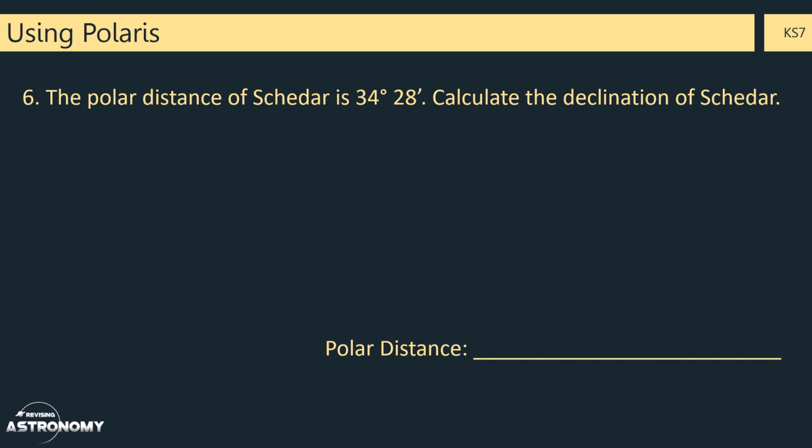Again, we're doing the same thing here. The polar distance of Schedar is 34 degrees and 28 minutes. Calculate the declination of the star. So again, in a very similar way, we're going to use the equation that polar distance equals 90 minus the declination. But this time we've got to do a little bit more. So it's 90 minus 34 degrees and 28 minutes.